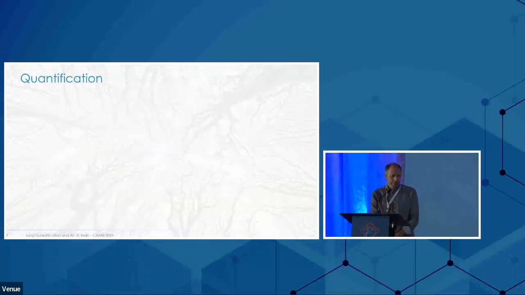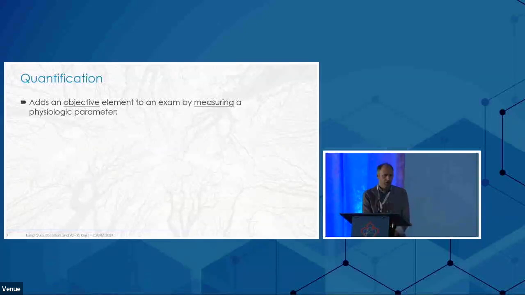So we're going to talk about quantification, and we heard about it in the last slide as well. So what do I mean by quantification? It's an element that adds an objective element, a real measurement of a physiologic parameter. We could talk about other types of quantification, for example, probability of a disease, but that's not really what I'm going to focus on. I'm more concerned with things we can actually measure about the patient from the image.